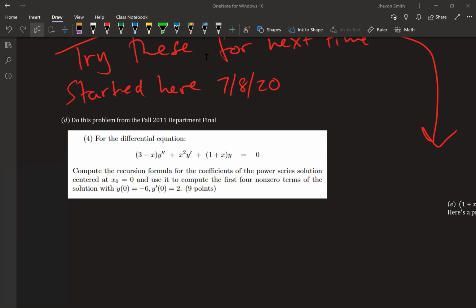For the differential equation, compute the recursion formula for the coefficients of the power series solution centered at x naught equals 0. Use it to compute the first 4 non-zero terms of the solution with these initial conditions. Okay, so here they ask for a power series solution. They only want the first 4 non-zero terms. Let's actually jump into it.